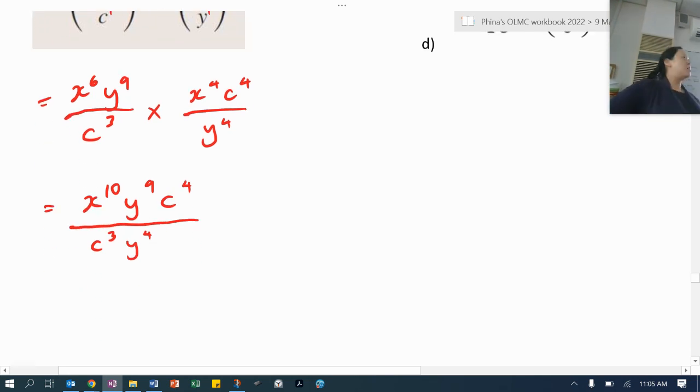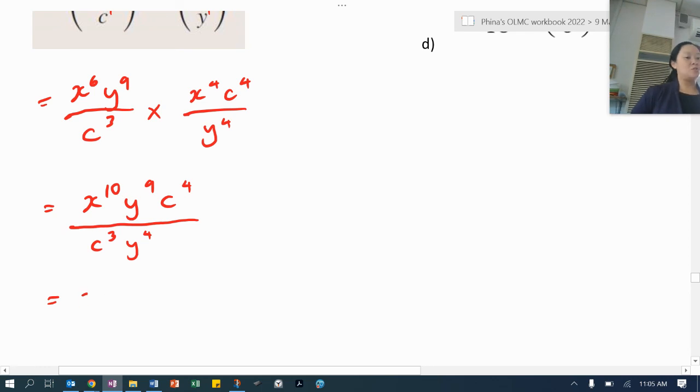And at this point, just be really careful with your indexes. People start to get the numbers mixed up and stuff. So just be really systematic and take your time with it. So we've got a division here. Anything I can subtract? Yep. We take c to the power of 3 from c to the power of 4. Good. So we've got c to the power of 4 and c to the power of 3. And y to the power of 9, take away y to the power of 4.